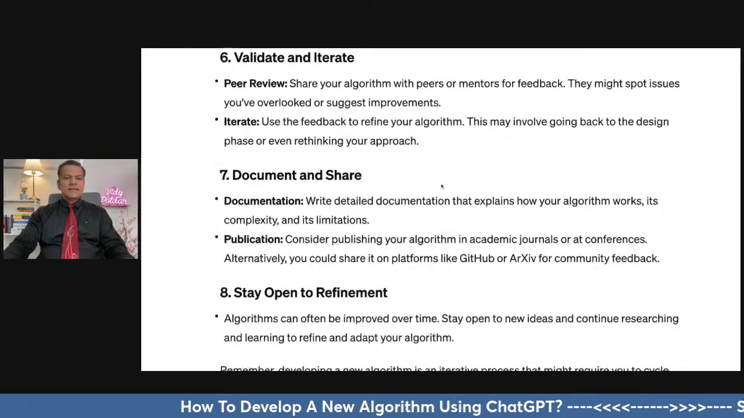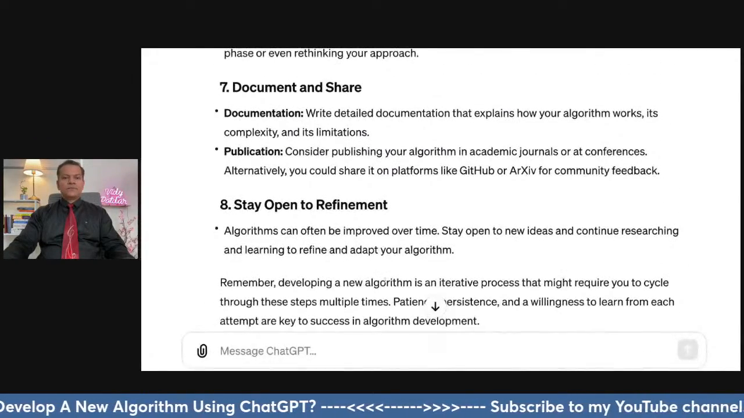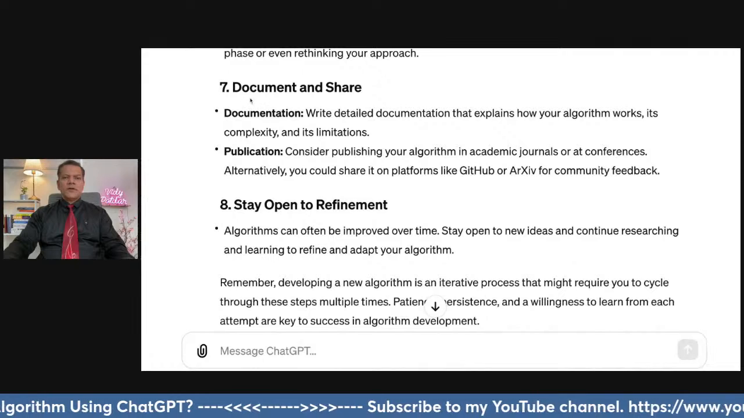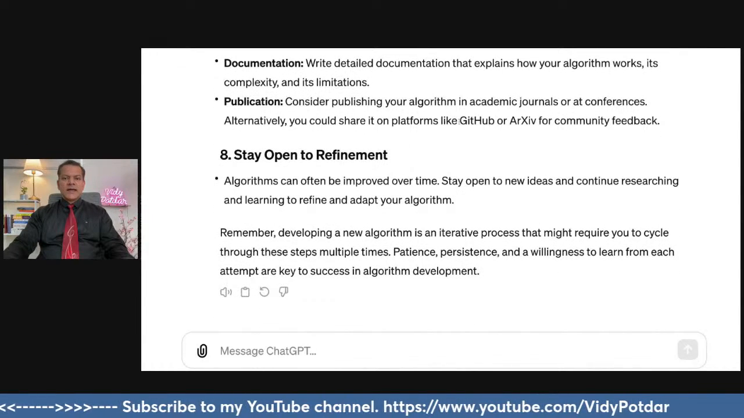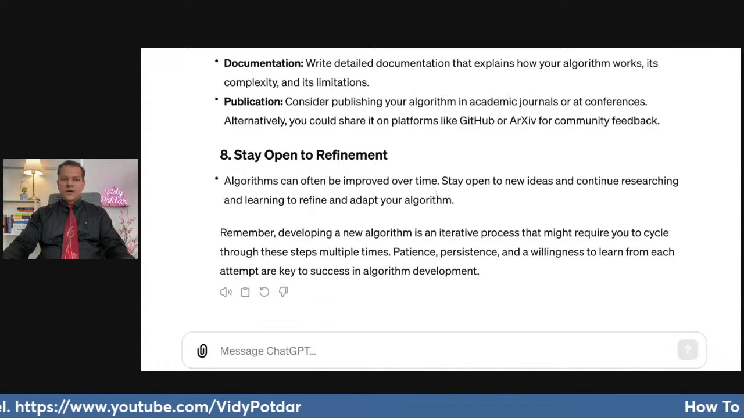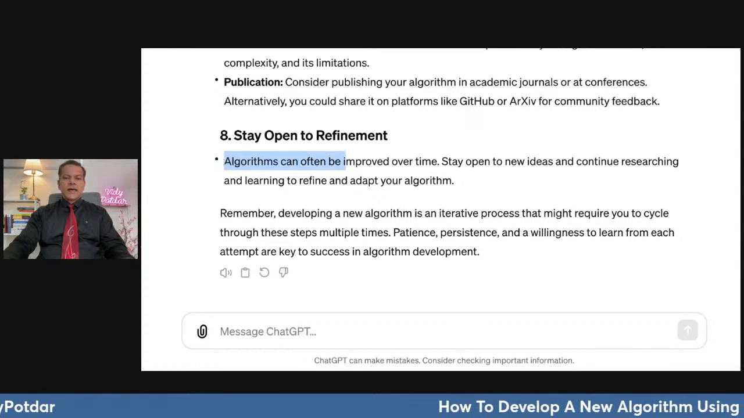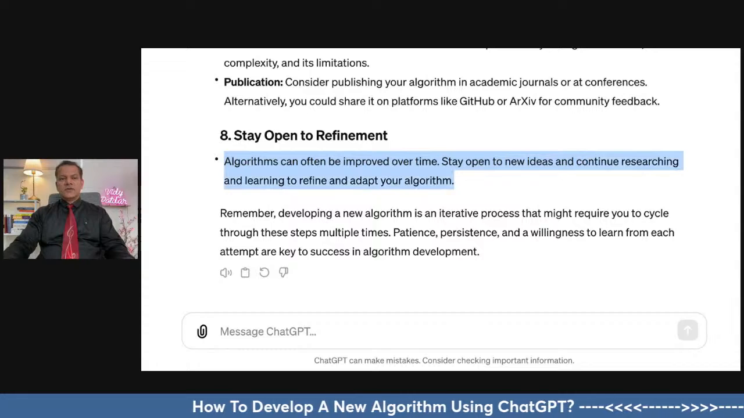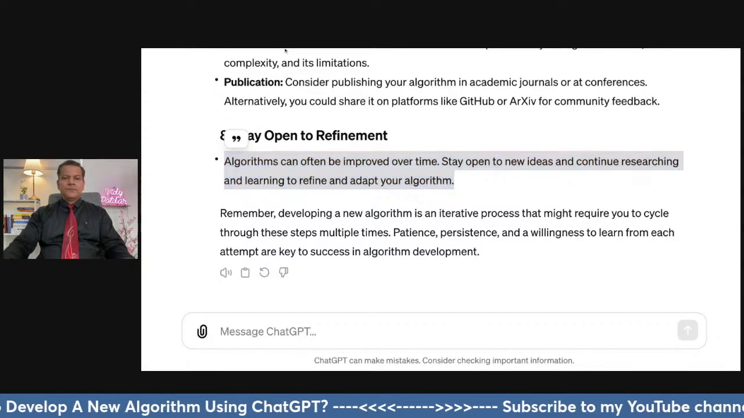So this is more or less the standard layout, or the process, I would say, for developing an algorithm. And you have to document and share everything you're doing. If you've designed and programmed it, you can put it on GitHub, or if it's a paper that you write from this, you can put it on arXiv for community feedback. And remember that algorithms can often be improved over time. So stay open to new ideas and continue researching and learning to refine and adapt your algorithm.